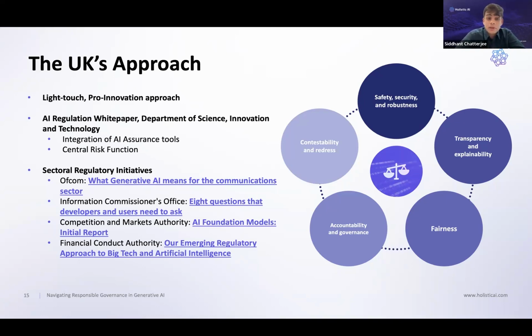The AI regulation white paper also empowers sectoral regulators to develop guidance and policy to govern generative AI in their specific domains. And recent months have seen a flurry of activity in that regard. While in earlier stages of thinking, sectoral regulators like Ofcom, the Information Commissioner's Office, the Competition and Markets Authority, and the Financial Conduct Authority, quite the soup, have already begun publishing sectoral guidance on how generative AI will impact online safety, data governance, digital markets, and the financial sector, respectively.